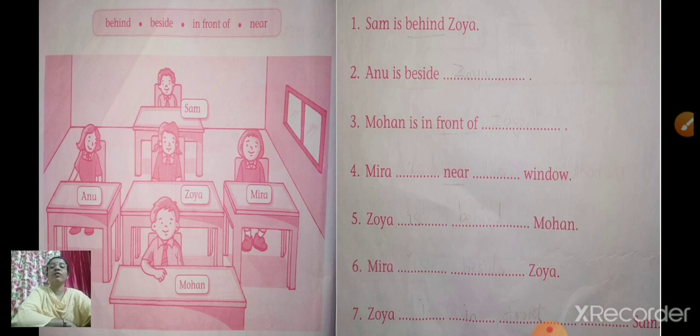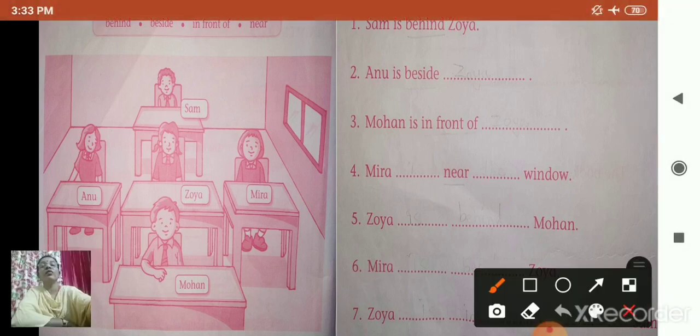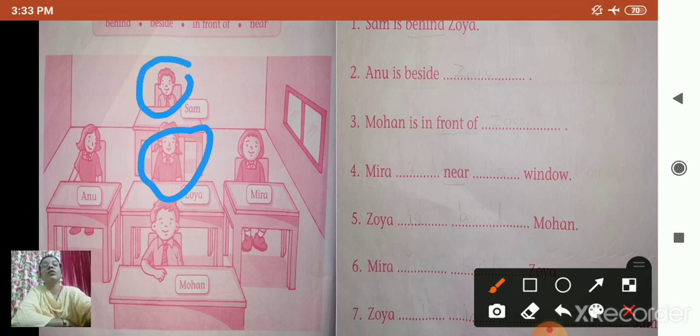First activity is done for you. Sam is behind Zoya. So where is Sam? You can see Sam here. So where is Sam sitting? He is behind Zoya. So this one is Zoya, and Sam is here. So he is behind Zoya.